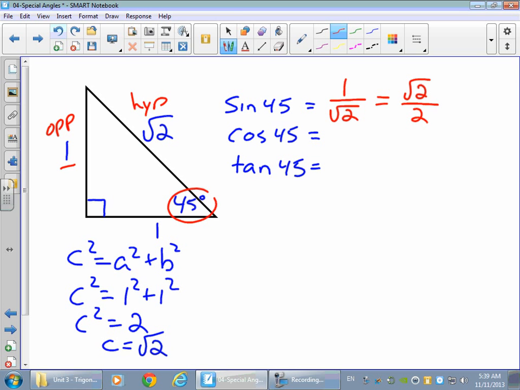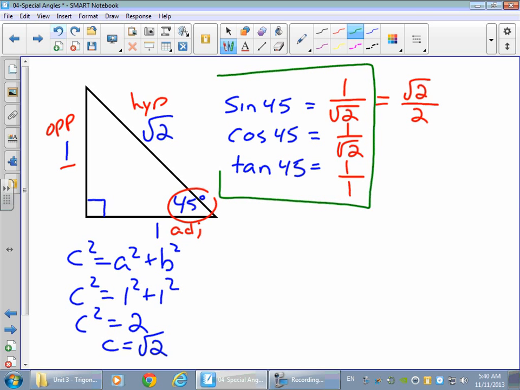Cos of 45 is 1 over root 2 as well. It's the adjacent down here over the hypotenuse. And tan of 45 is opposite over adjacent, 1 over 1. So these are my exact and my special ratios for my 45 degrees or my pi over 4, depending on whether I'm working in degrees or radians.